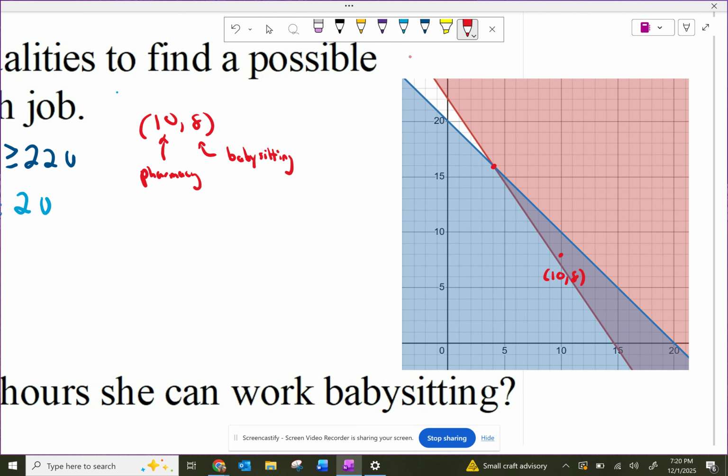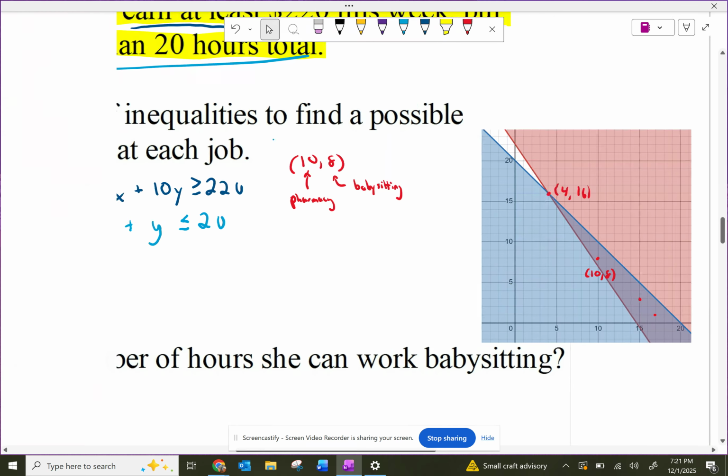Right here we have another solution, 4 comma 16. And there's many solutions, right? Any point in this region would be a solution. Again, only using positive numbers here because we can't work a negative amount of hours.